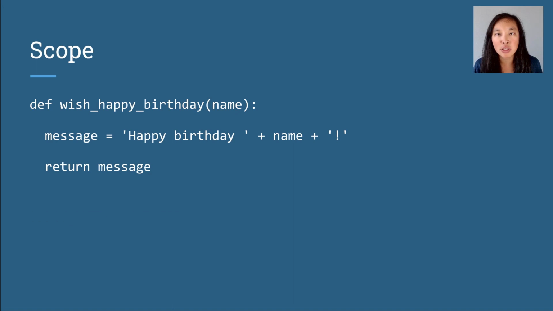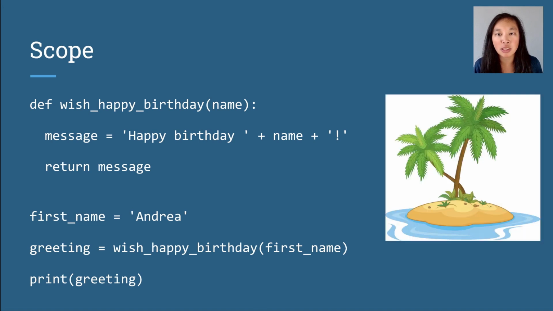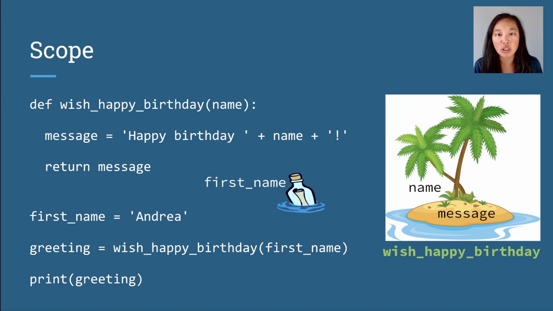Let's take a look at another example. Let's say we have first_name equals Andrea, and then we have greeting equals wish_happy_birthday(first_name), and then we print greeting. So we can see wish_happy_birthday, the function, as an island. It has the name wish_happy_birthday, and name and message are on the island. If we want to get something to the island, we have to pass it into the function. So first_name is going to get passed to wish_happy_birthday, and then wish_happy_birthday is going to return a value that we store into greeting.